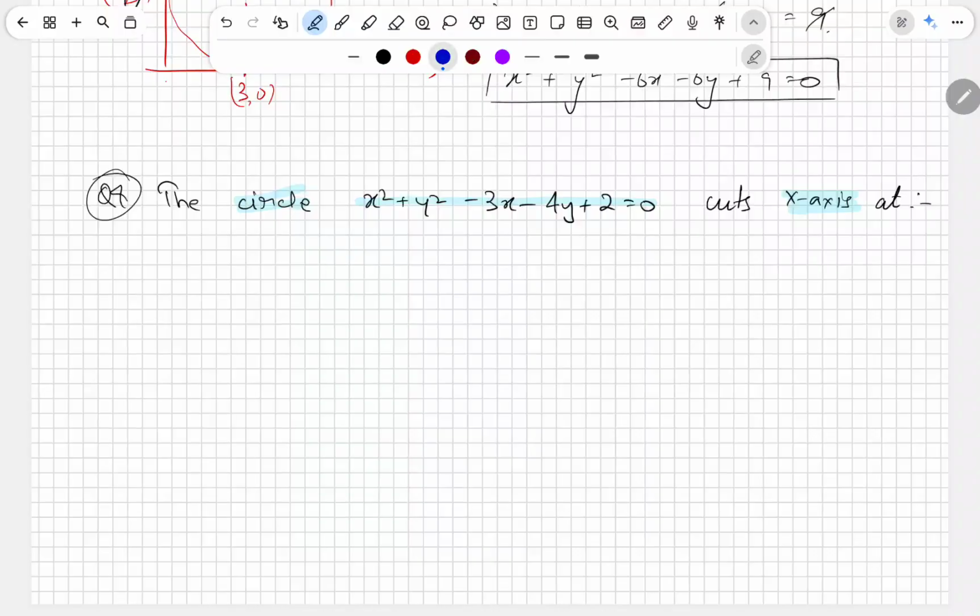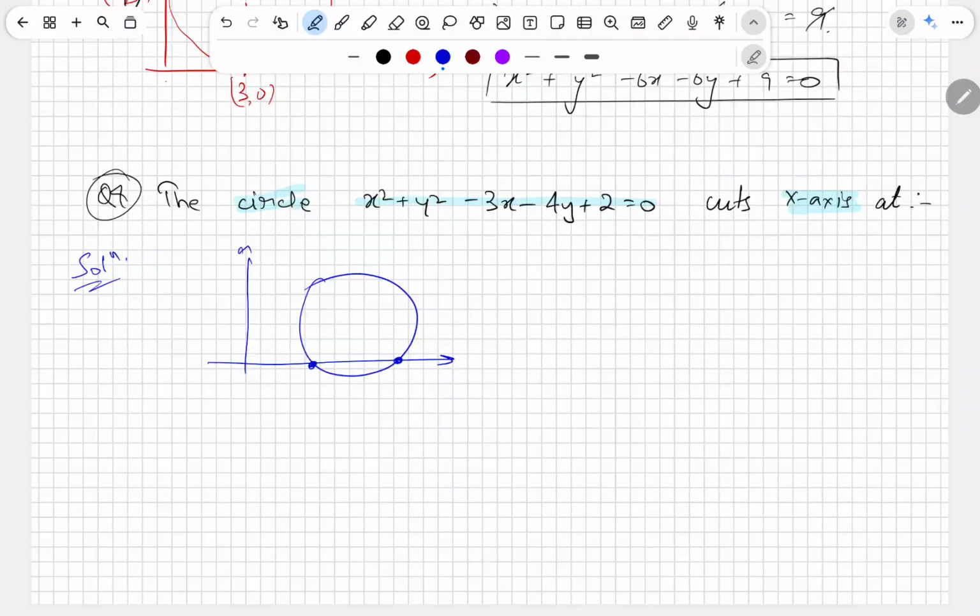If I have to solve this question, I'll solve it by explaining the concept first. A circle would look something like this. It will intersect the x-axis at 2 points. The circle cuts the x-axis at how many points? You have to find the coordinates of those points.